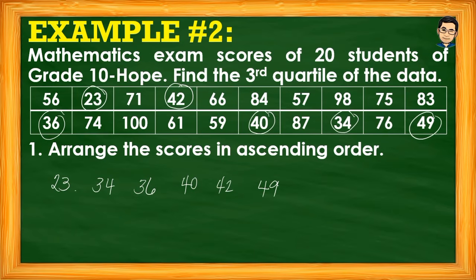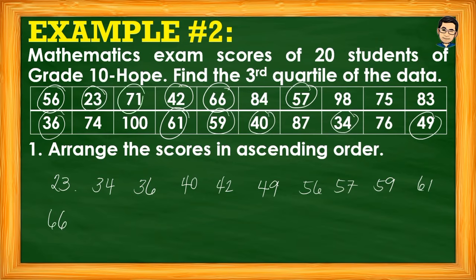Next, line of 5 naman. So, yung line of 5 natin ay tatlo. 56, 57, 59. Next, line of 6 naman. So, we have 61. What else? 66. Katapos nun, line of 7. 71. Next, we have 74, 75, and 76.